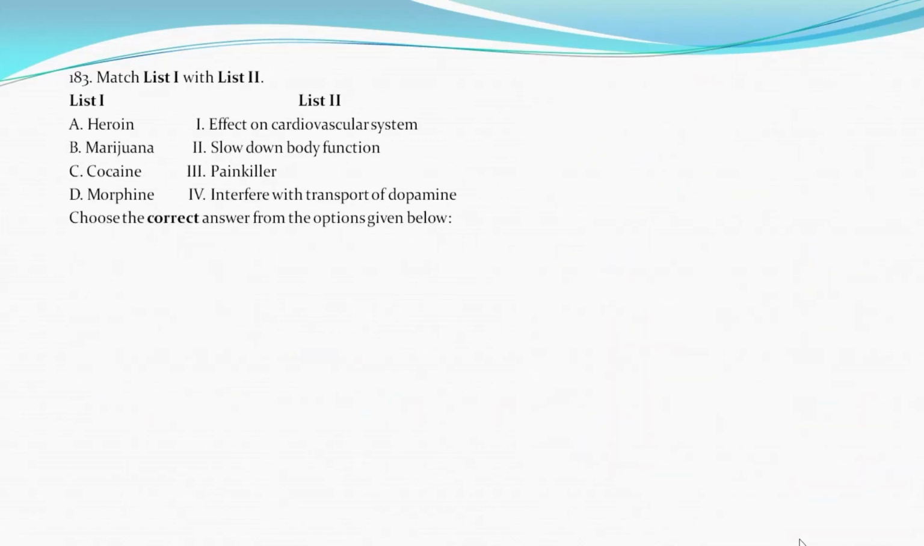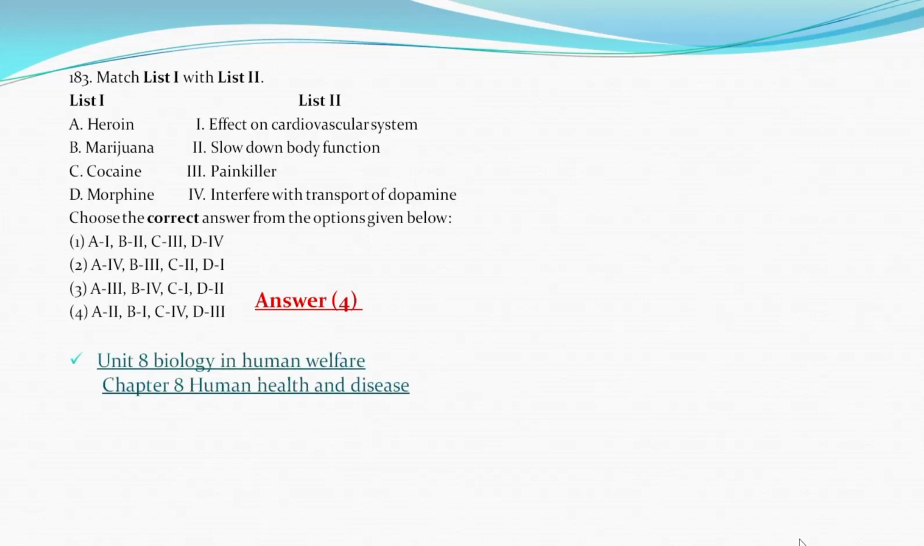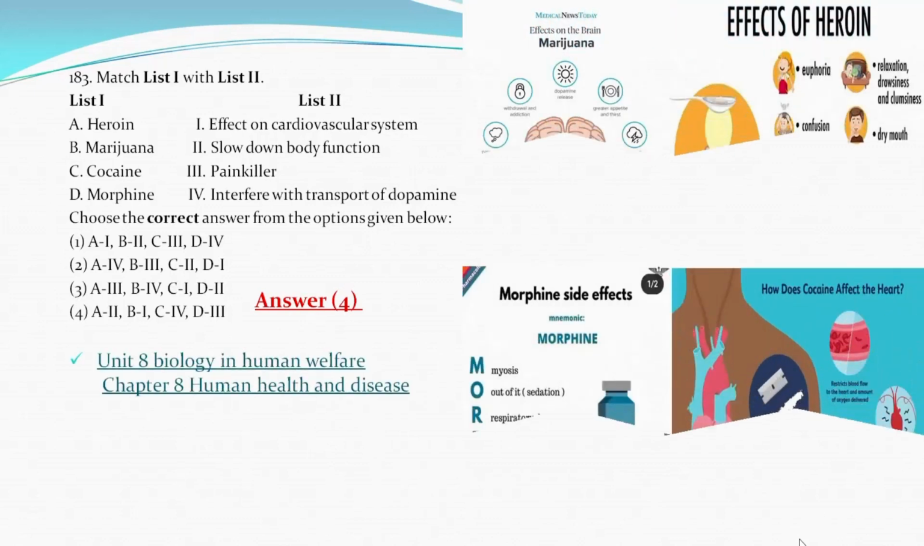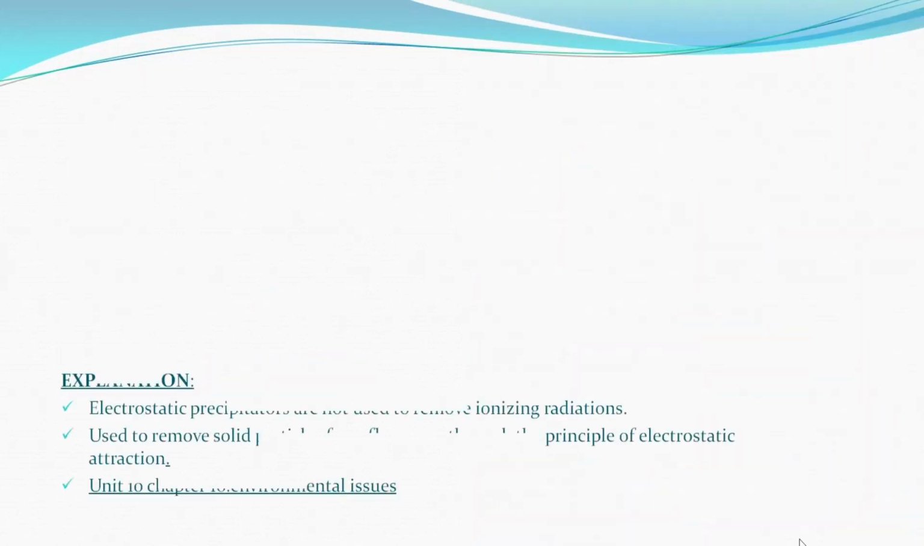The next question is, match List 1 with List 2. List 1: heroin, marijuana, cocaine and morphine. List 2: effect on cardiovascular system, slow down body function, painkiller, interfere with transport of dopamine. Choose the correct answer from the options given below. So the answer is option 4. And this question is taken from Unit 8, Biology in Human Welfare, Chapter 8, Human Health and Disease.